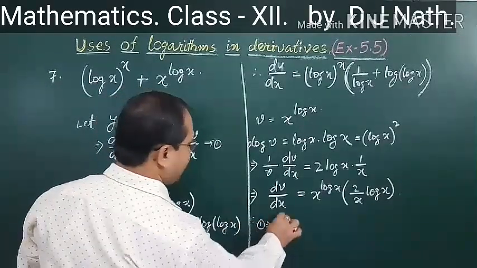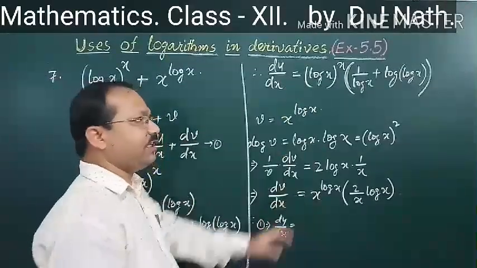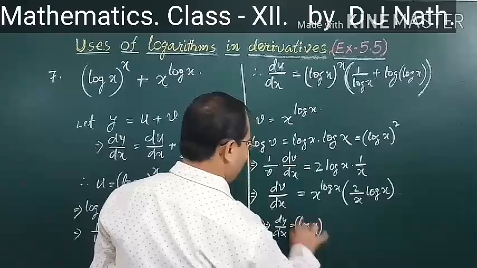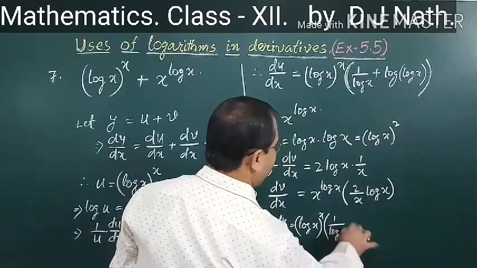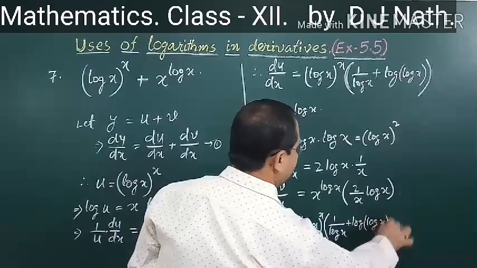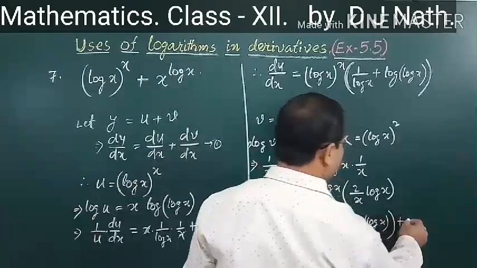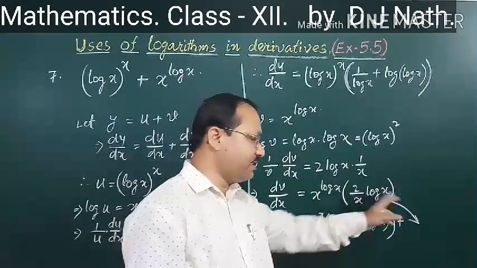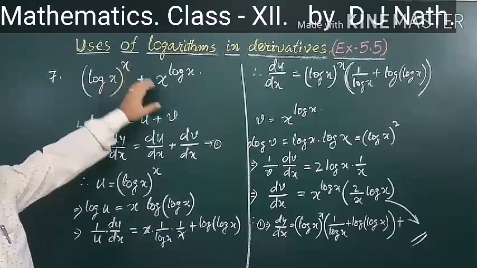Now dy/dx is equal to du/dx plus dv/dx, which we have got. So it will become (log x) to the power x into 1 by log x plus log of log x, this is du/dx, plus dv/dx, which is x to the power log x into 2 by x log x. So that will become the derivative of (log x) to the power x plus x to the power log x.